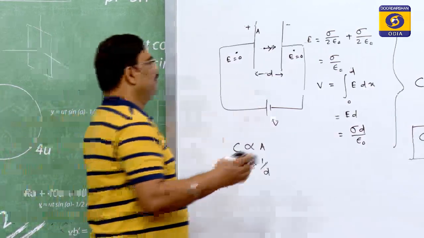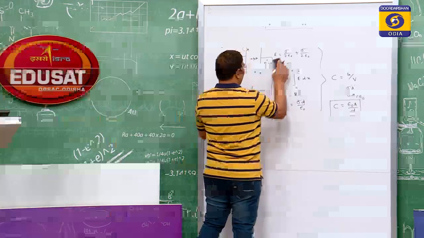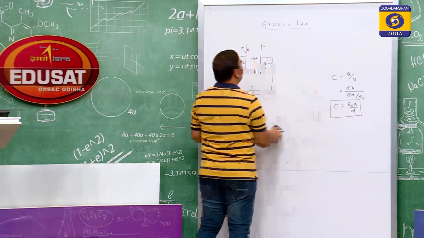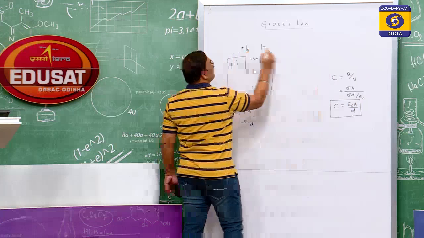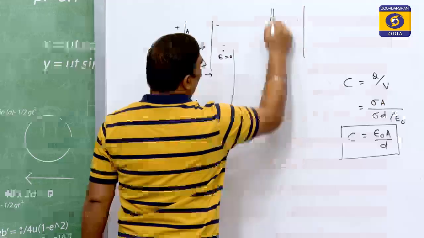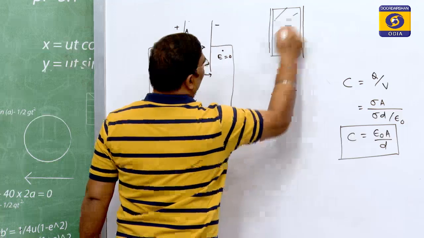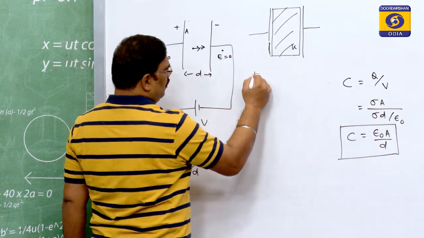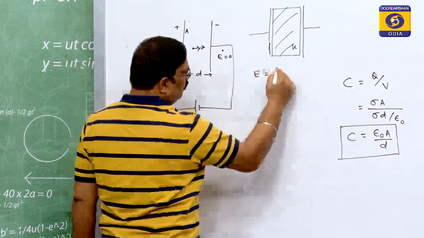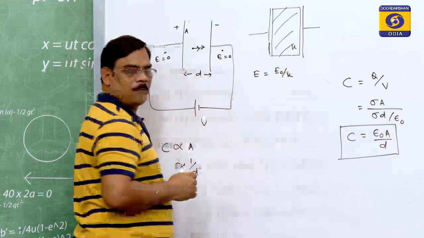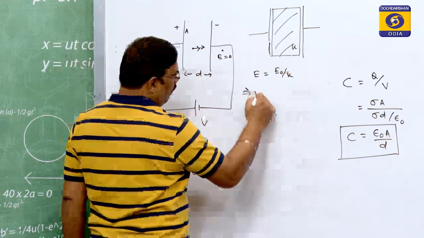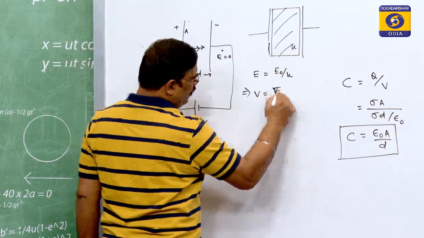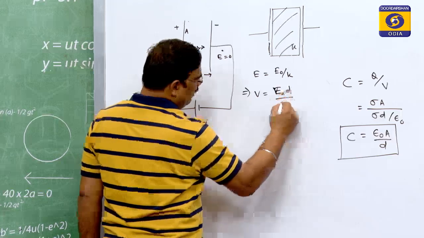If the space between the plates is now filled with a dielectric of constant K, then what will happen? The electric field inside will be equal to E0 divided by K, and therefore, V will be equal to E0 d divided by K.